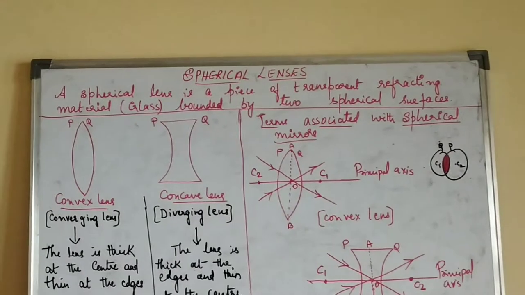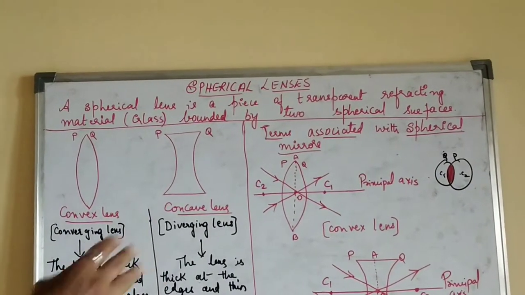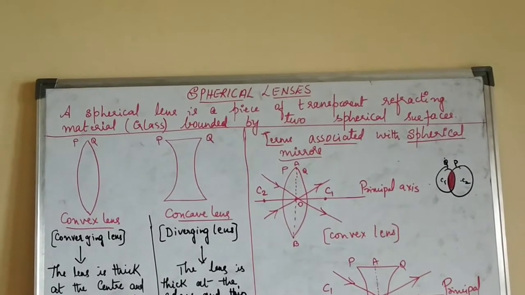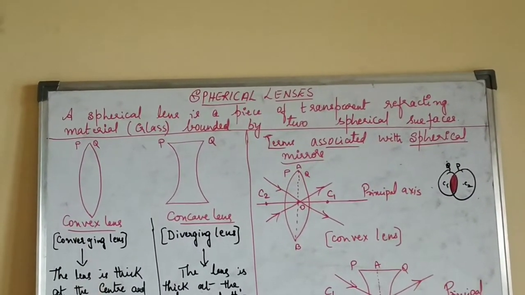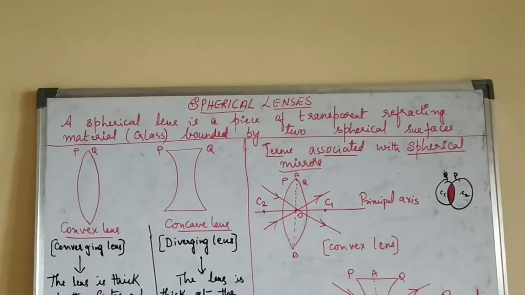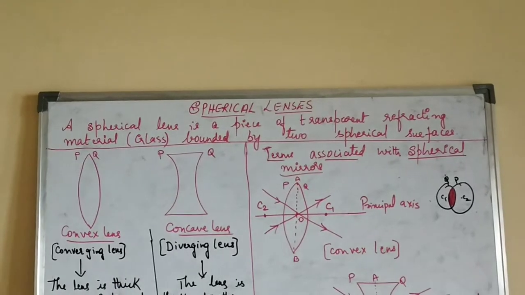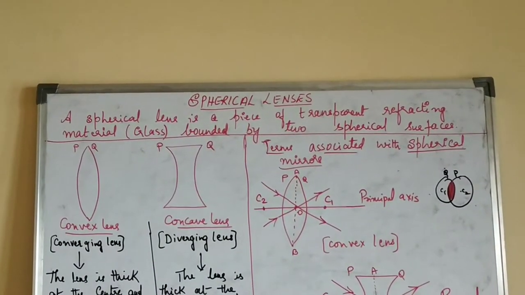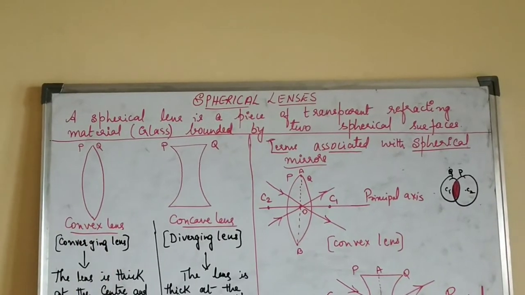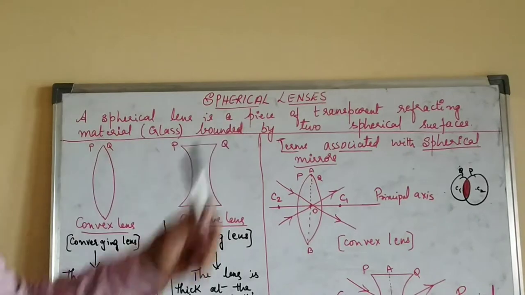Students, now the same refraction we have seen, the two refractions that happen in the rectangular glass slab. So the next concept is spherical lenses, which is very important. Just like mirrors, where we learned concave and convex mirrors, the next topic is lenses. Spherical lenses come under refraction, while mirrors come under reflection. Now, what are spherical lenses?